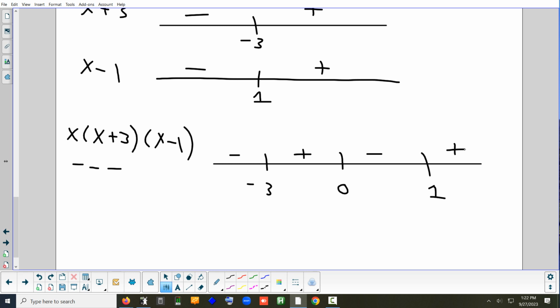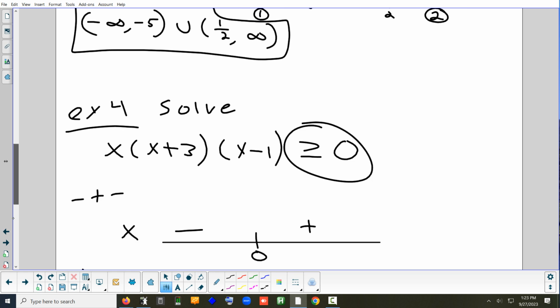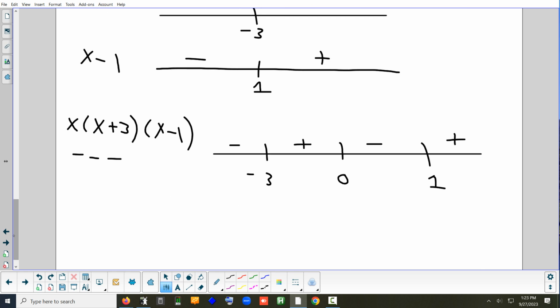All right, so now the answer is either going to be the two negatives or the two positives. Let's go back up. What do they want to know in this one? They want to know whether the answer comes out negative or positive. Positive. Where is the answer greater than or equal to 0? So that's this section and that one. This is a bounded section. That's an unbounded section.